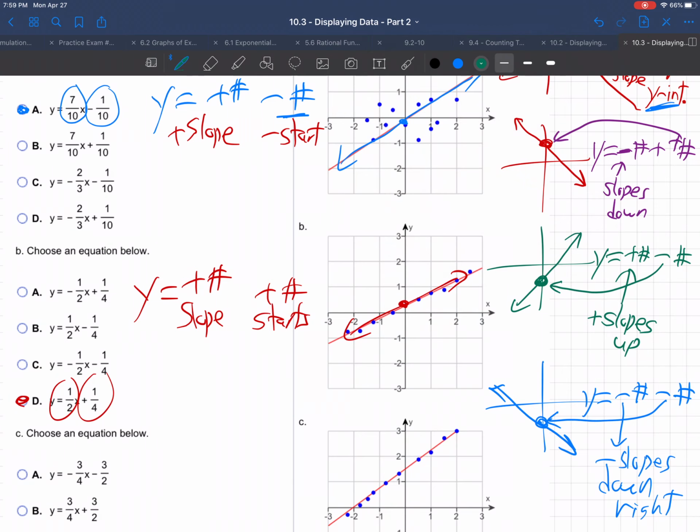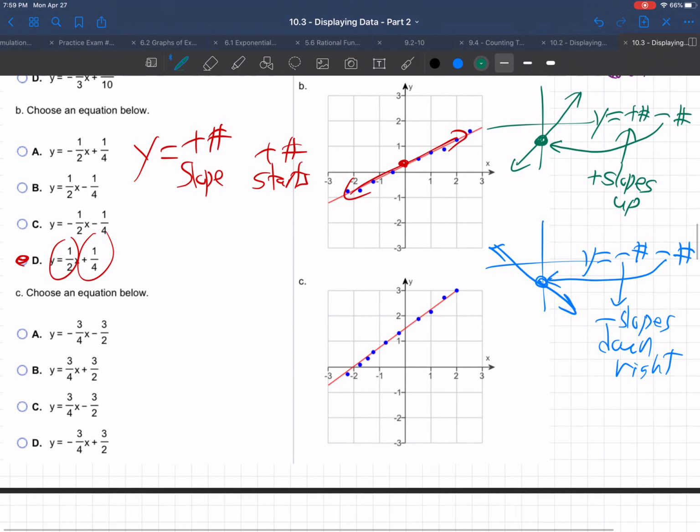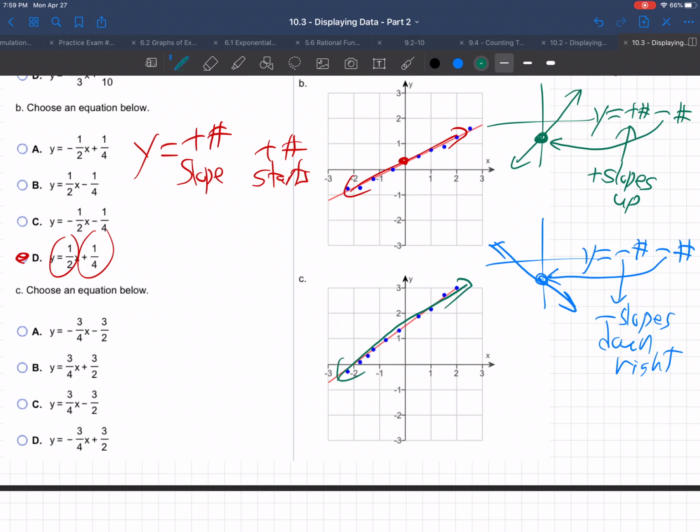Finally, let's do this part C down here. This line goes up to the right again, so positive slope. And it hits above the middle. So positive number back here where it starts. Positive and positive again. And so that's going to be B. Positive and positive. There we go.